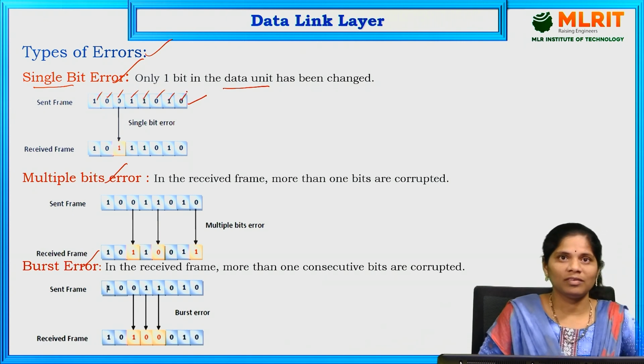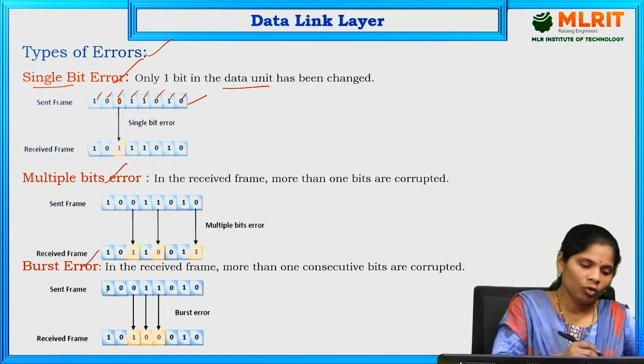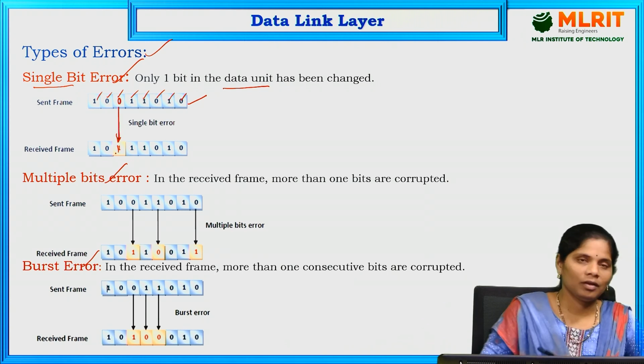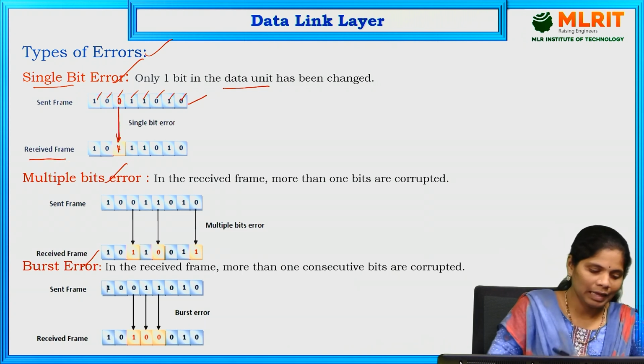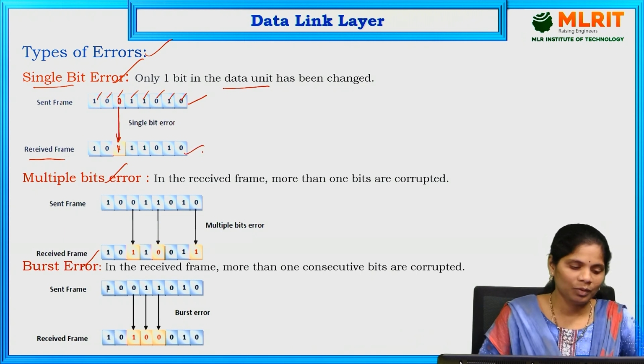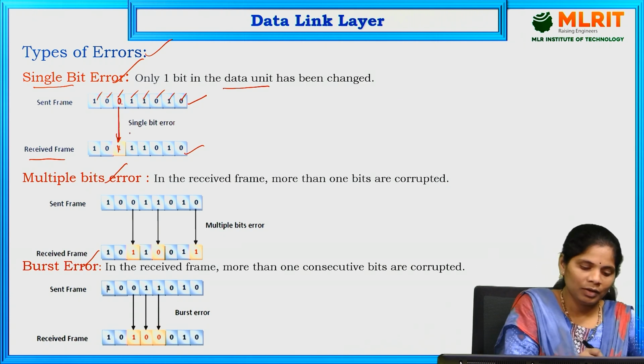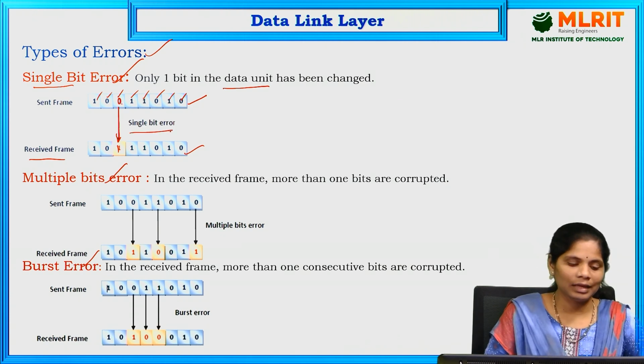100, 100, 11010. So this is the sender data. Whatever the 0 is here is going to be changed to a 1. When the receiver receives it, the frame is like this: 101, 11010. This is the received frame. Here one bit is going to be changed from 0 to 1, which means only one bit is changed. That's why it is called a single bit error.